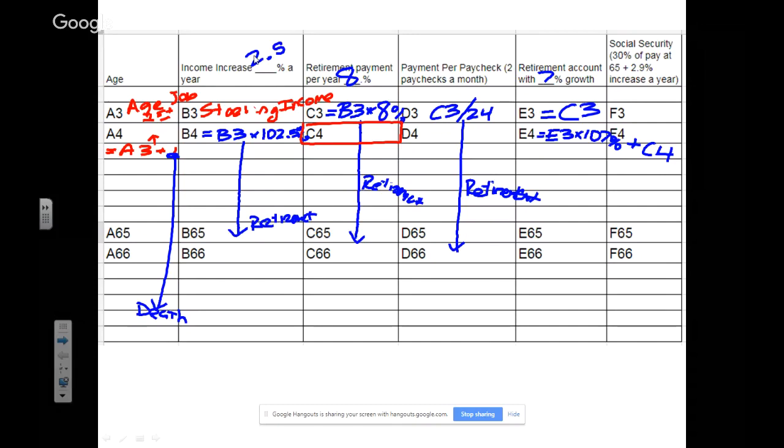C3 is already in there. Okay, C3 goes here. This is going to equal the line above it times 107% because it's going to be all that money plus 7% growth plus our new money we put in there. That's probably one of the trickiest ones. And we drag that down to what? Retirement. Because when we retire, we're going to stop putting money in.